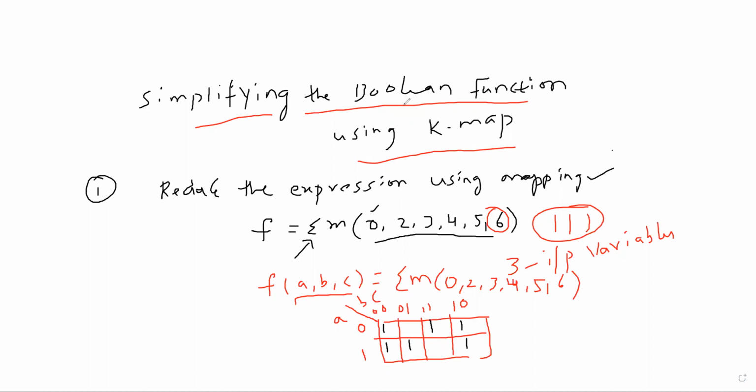Now how to map this? We should map. If you observe, there is a chance of a quad here. I can quad this like this. And I have one more chance here. I can pair this and I can pair this. That means totally 3 groups. Let us consider this is group number 1, this is group number 2 and this is group number 3.